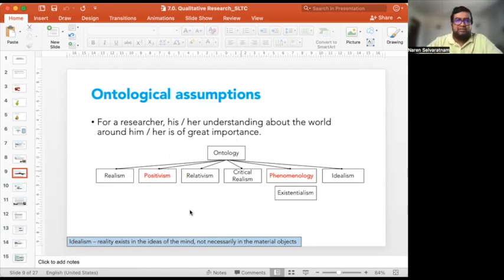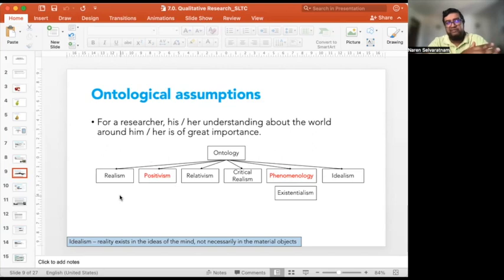So, idealism says that reality exists in the ideas of the mind, not necessarily in the material objects. So, objects could exist, but if my mind perceives it, then this should be real. And then we have realism and positivism. So pretty much we use these in our scientific method. But realism and positivism is also not the same thing. There are subtle differences between those two as well, which I'm not going to get into in this lecture. And then we have relativism. So one thing about realism is, in realism, you believe that everything has a single explanation because reality should be the same for everyone if it is true.